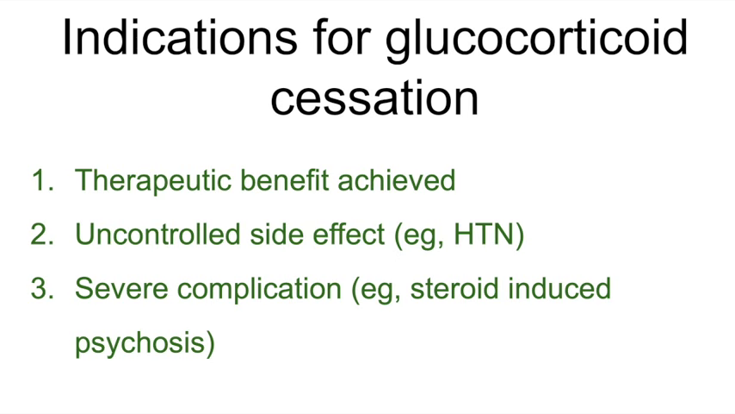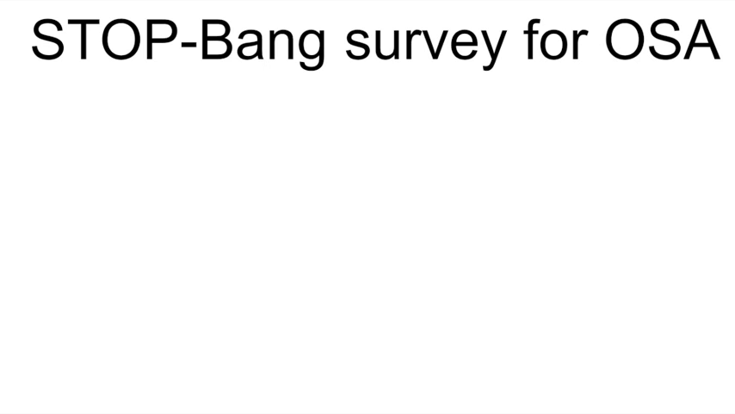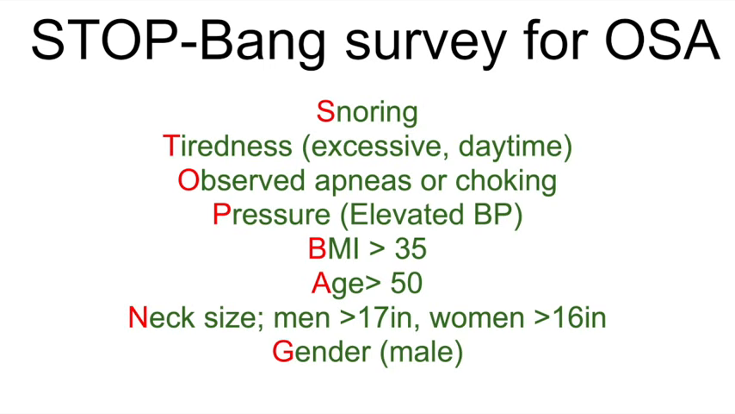So what is the STOP-BANG survey for OSA? This is snoring, tiredness or excessive daytime tiredness, observed apneas or choking spells, blood pressure elevated, BMI greater than 35, age greater than 50, neck size in men greater than 17 inches, women greater than 16 inches, and gender male. So that is the STOP-BANG survey for obstructive sleep apnea.